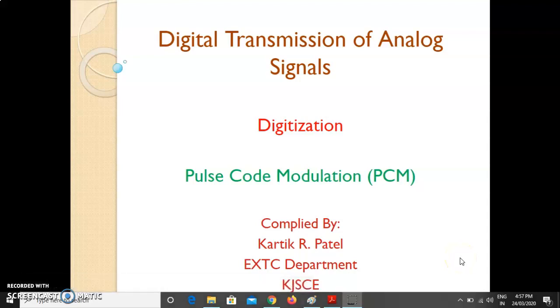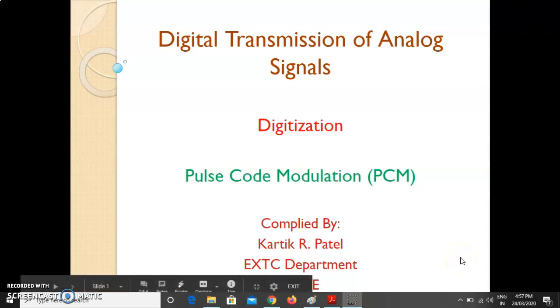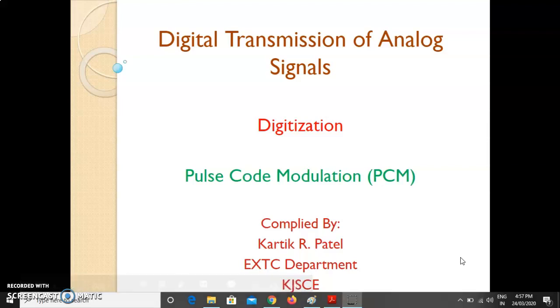In the previous lecture, we discussed pulse position modulation, and we saw how PPM waveforms are generated from PWM, and also the detection methods of PWM and PPM signals.